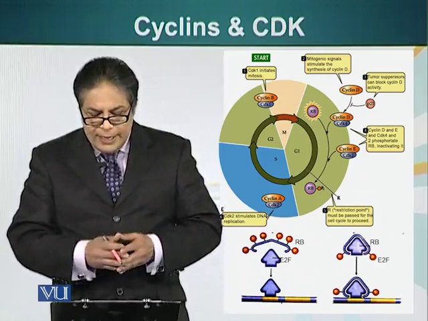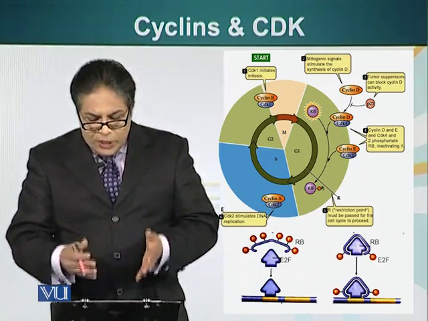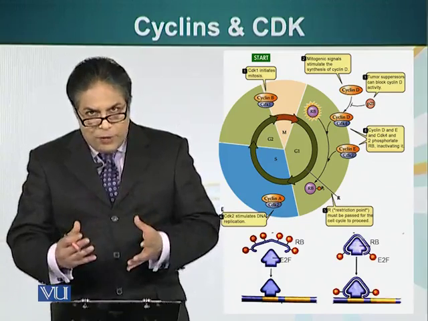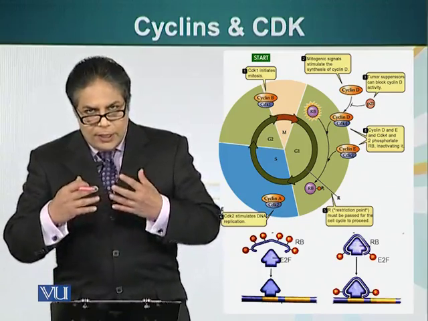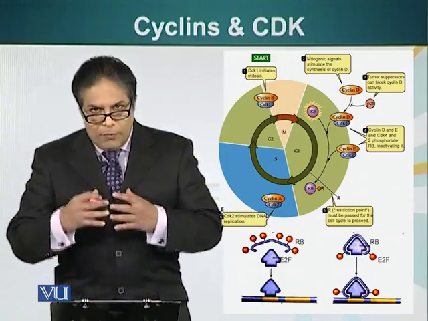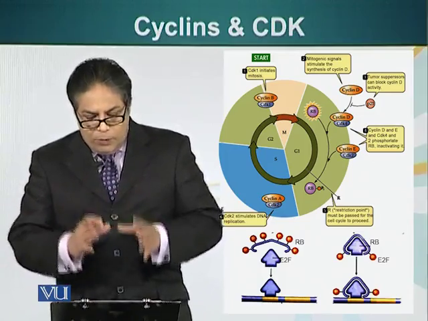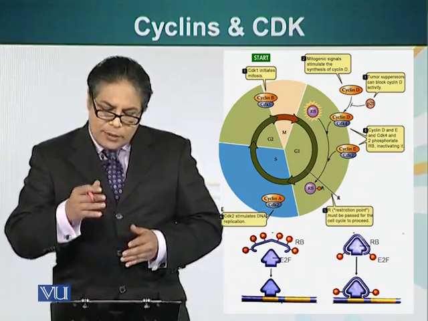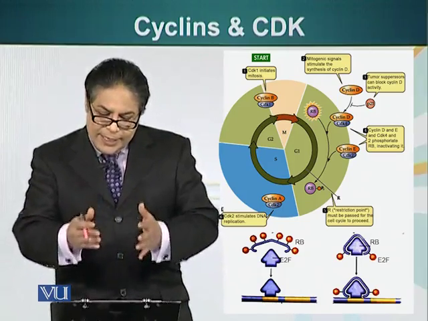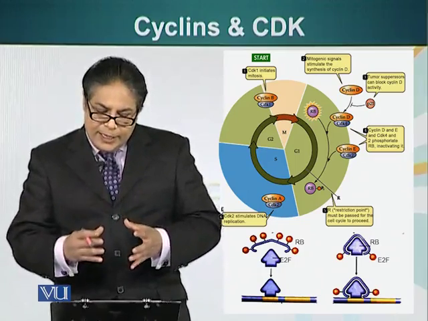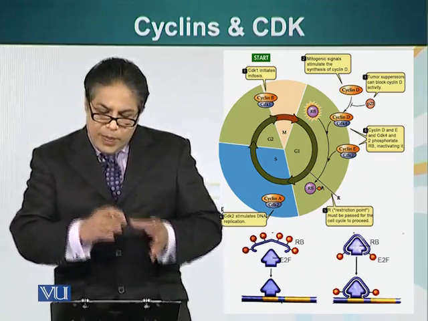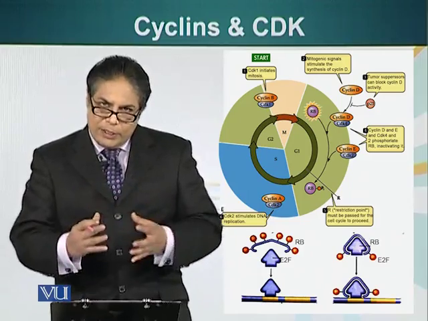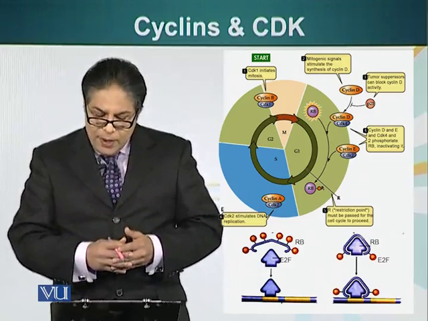Similarly, there's another cyclin called cyclin A, which interacts with CDK2. This happens during S phase, and it causes the production of materials which put the cell in S phase. Cyclin B and CDK1 interact at the junction of G2 and M phase. That is where they are going to prepare the cell for mitosis.